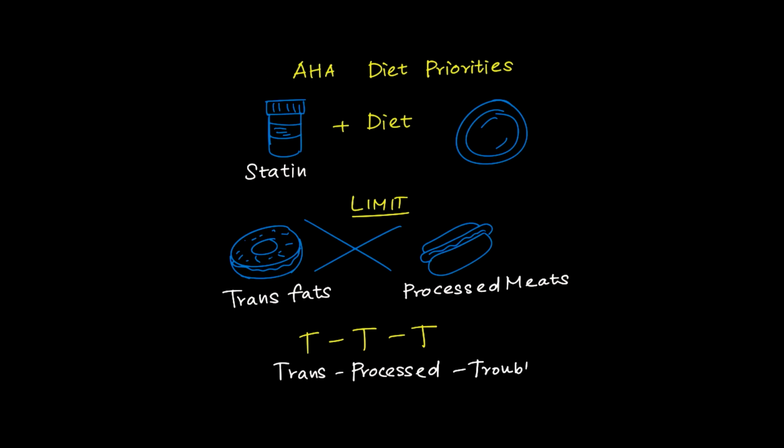Here's a D440 OA exam tip for you. When the question mentions heart health or statin therapy, look for trans fats and processed meats on the cut list. Quick recall hook: trans and processed equals trouble. Triple T.